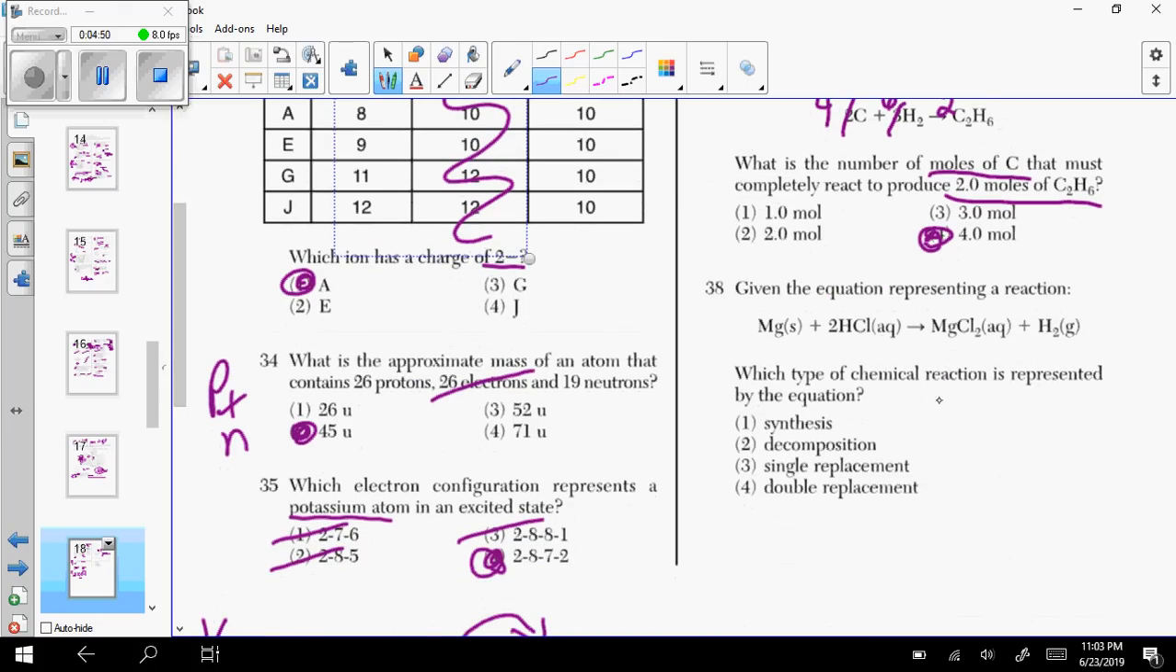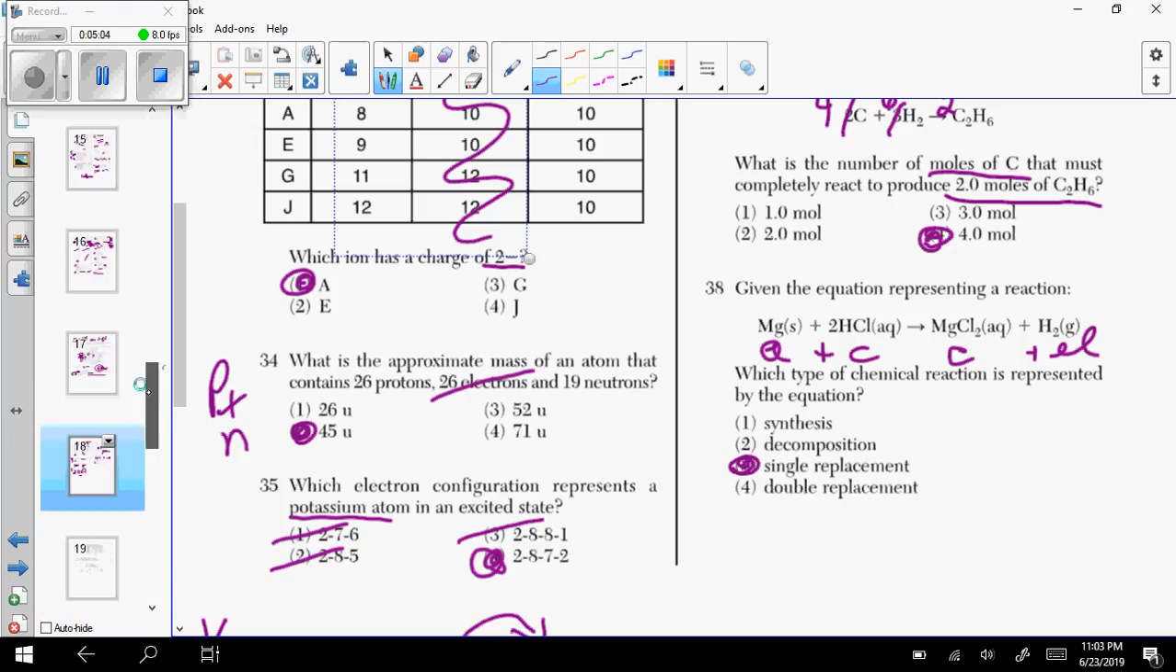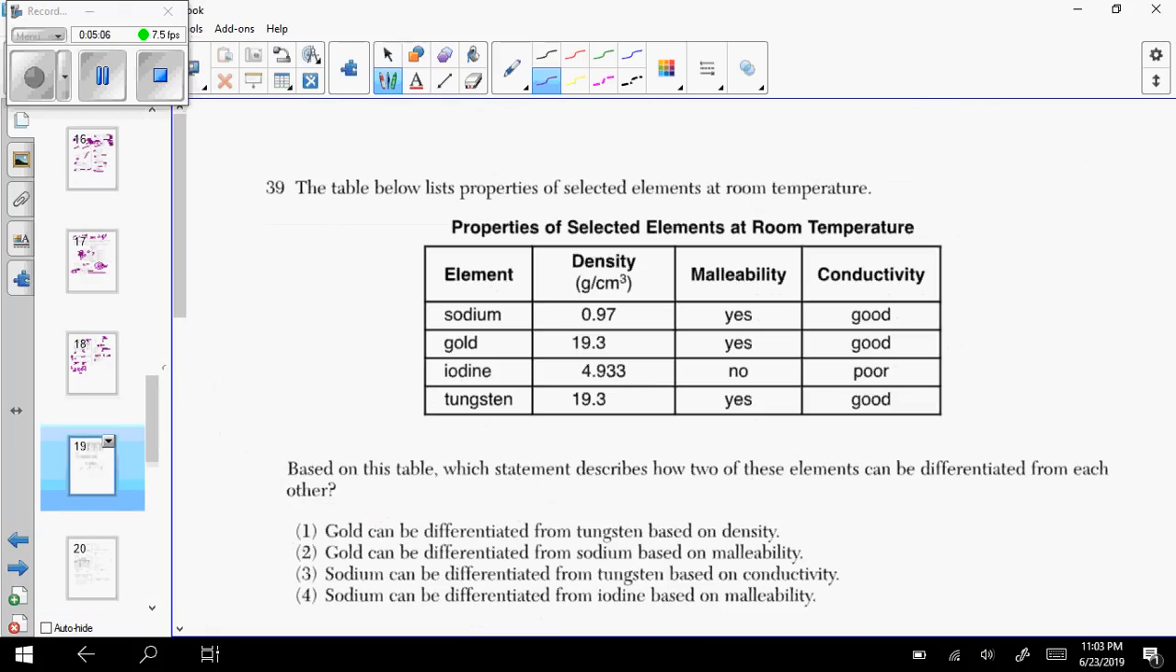What type of chemical reaction is represented by the equation? So I have an element plus a compound, and I end up with a different compound plus an element. So I have one switch, so that's called single replacement. If I had a compound with a compound, that would be double replacement.